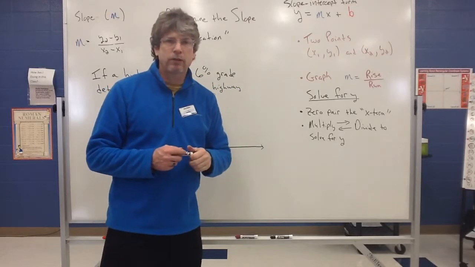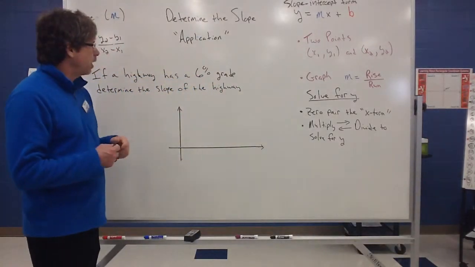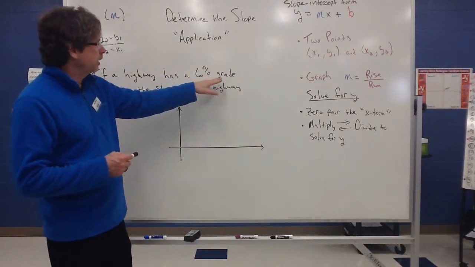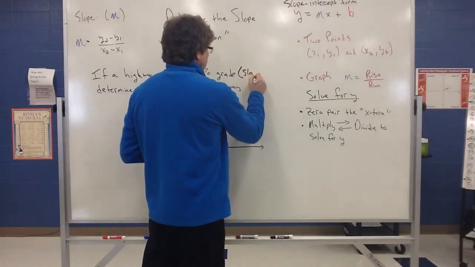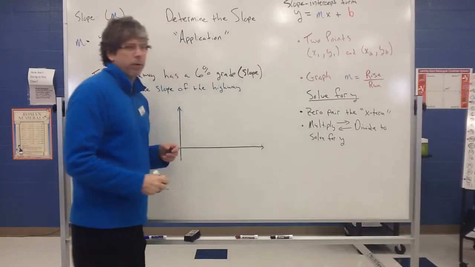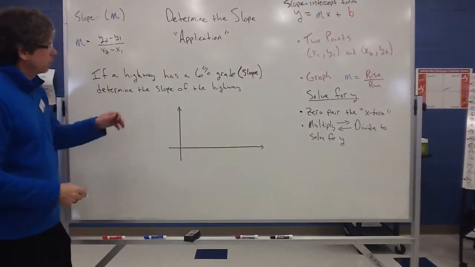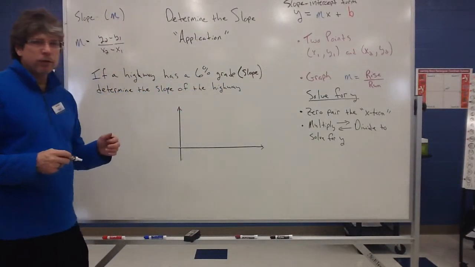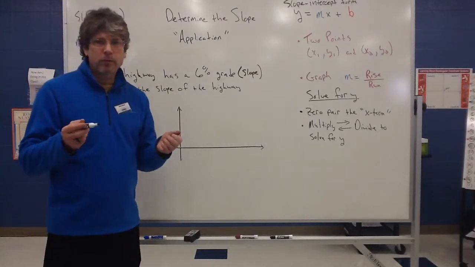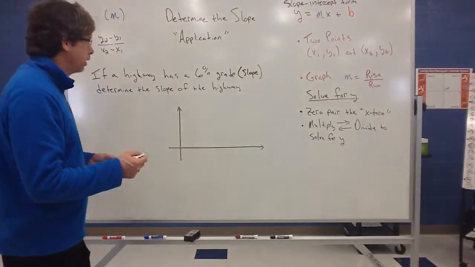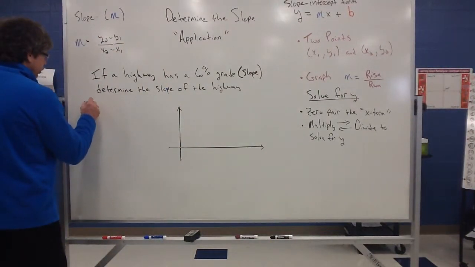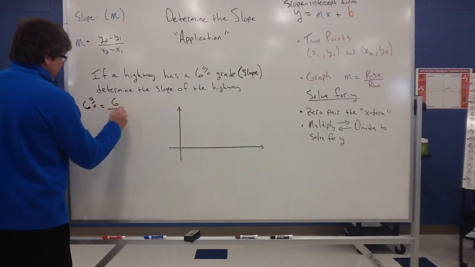You may have seen those signs if you are ever out much on the highway. But a 6% grade kind of implies 6% slope. So grade is a synonym for slope. But slope, remember, is more of this rise over run concept. But remember, a percent can be expressed as a fraction. So 6% is equivalent to 6 out of 100.